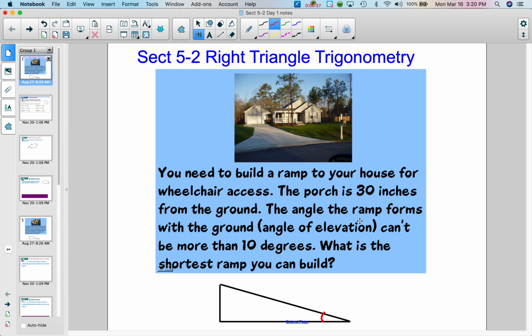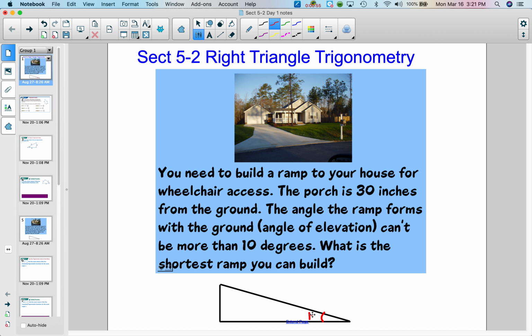So I want you to pause the video and think about it for just a minute. Think about where the parts would go. Where's the 30 inches? Where's the 10 degrees? What are we trying to find? So go ahead and pause that. I said pause it. Okay, so hopefully you did.